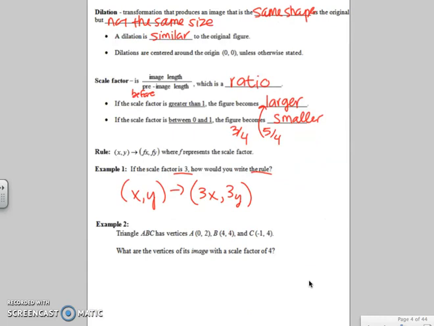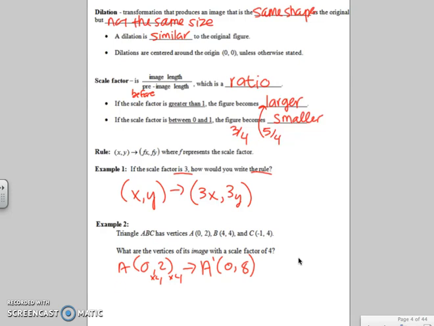Triangle ABC has vertices (0, 2), (4, 4), and (-1, 4). What are the vertices of its image with a scale factor of 4? So I'm going to enlarge this shape. I'm going to make it bigger. So first off, let's say A is going to start at (0, 2). So what's going to happen, again, we're going to have that new image called A prime. And I need to multiply everything by 4. So basically, I'm going to times by 4, times by 4. So 0 times 4 is a 0, and then 2 times 4 is an 8. So that new A prime would go to (0, 8).